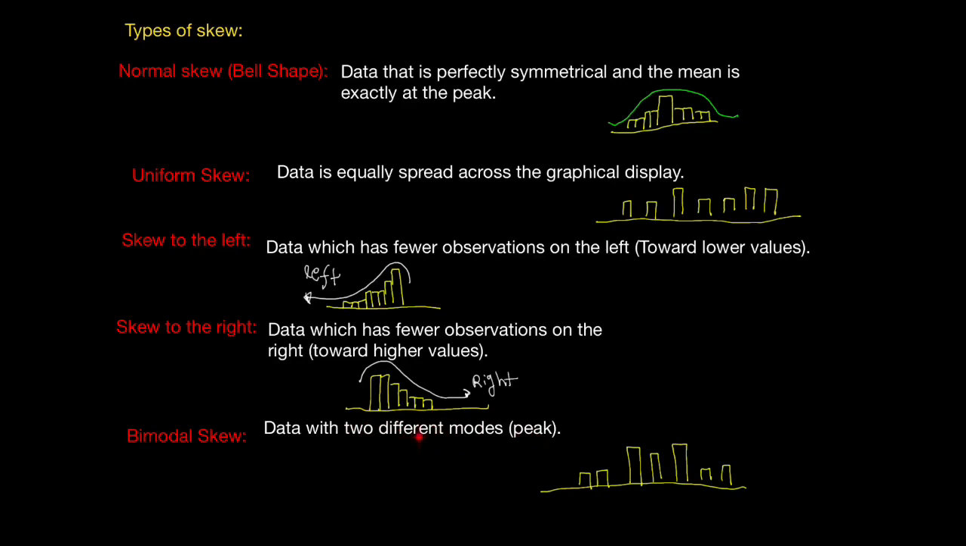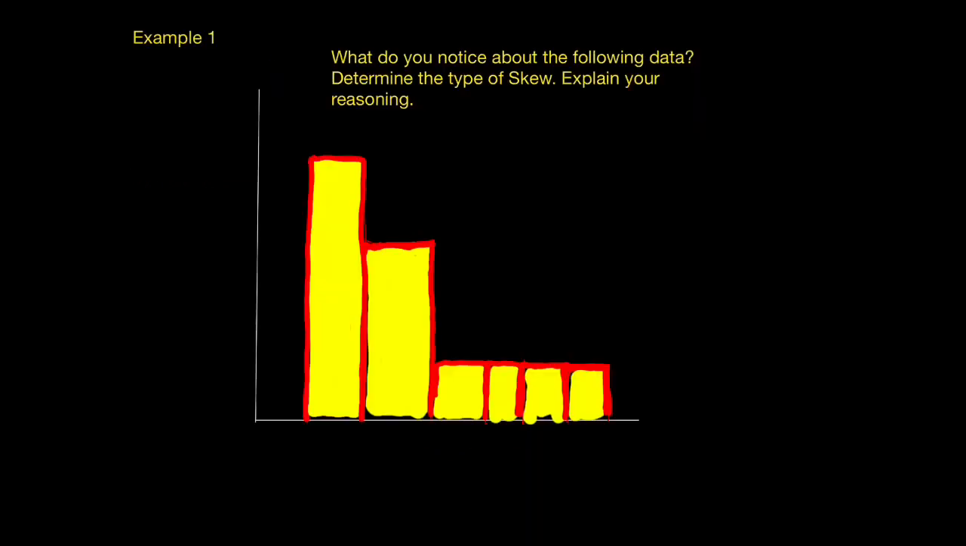Because there's no two peaks. So this one's just one peak, and I'm going to give you another definition here. So we can say that this is unimodal. Unimodal has only one peak. Now we can see that the spread here, or the skewness here, it has a tail on the right, which means that this is skewed to the right.